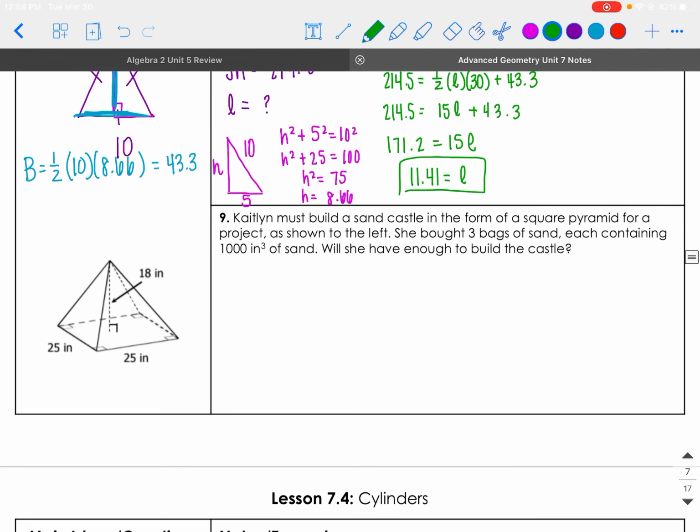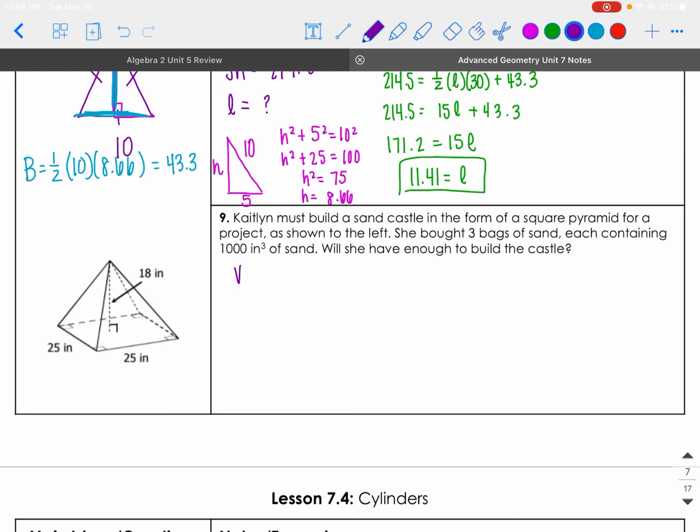All right, Caitlin must build a sandcastle in the form of a square pyramid for a project as shown to the left. She bought 3 bags of sand, each containing 1,000 cubic inches of sand. We want to know if she's going to have enough. So we're going to find the volume of this and see if she has enough sand. She really has 3,000 cubic inches. So let's see if that's enough.